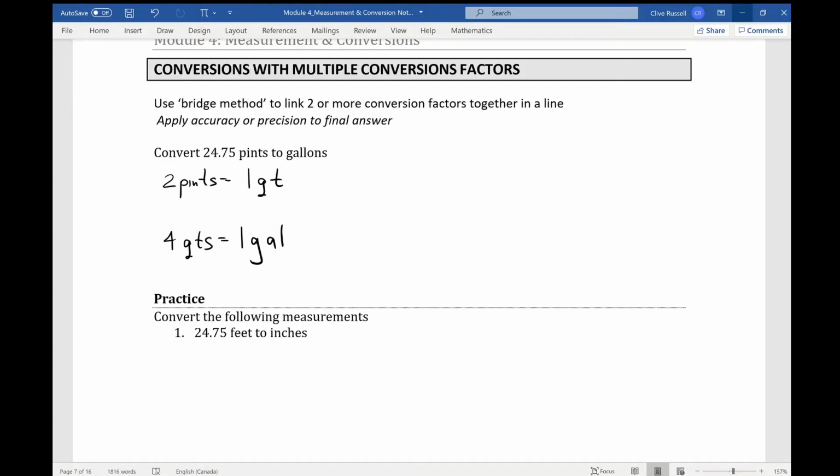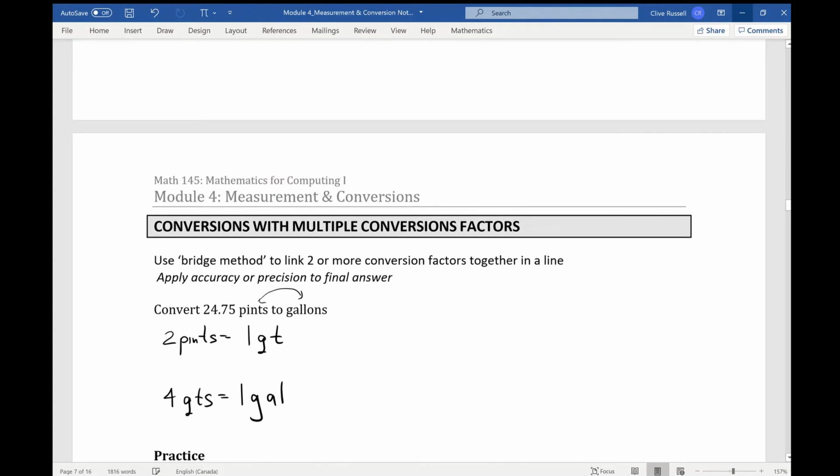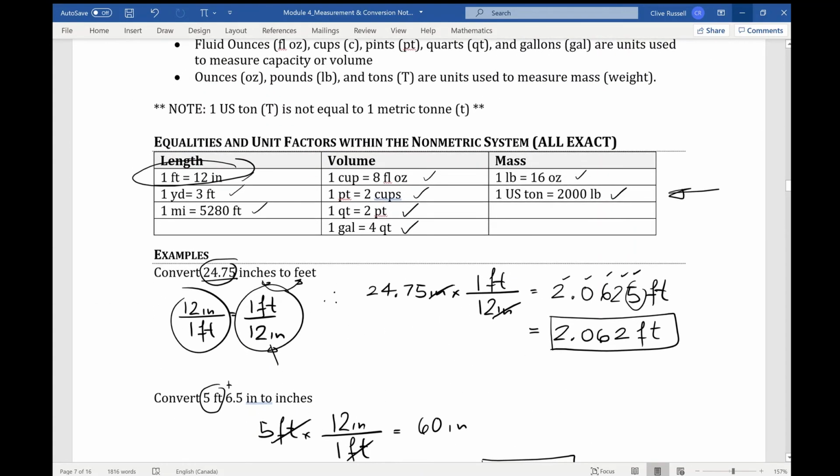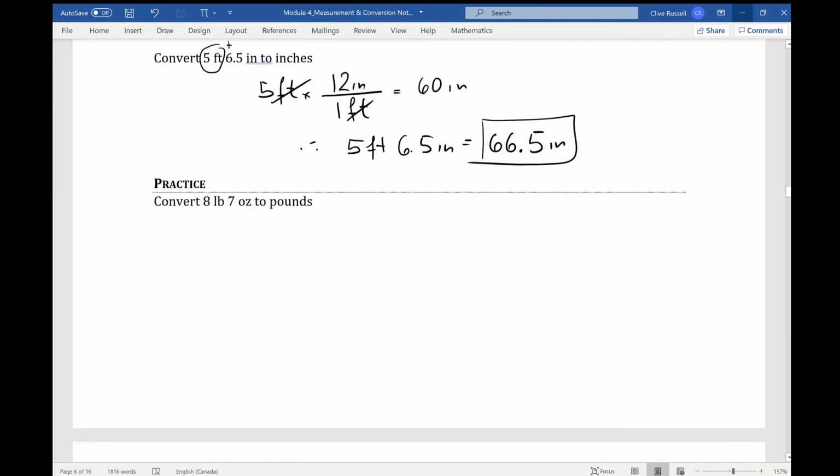Let's look at this example with a bit of a twist. We want to convert 24.75 pints to gallons. So we're going from pints to gallons. Now if you go back and you look here, you see that pint would be right here and here also, and gallons is right here. Now we don't see a conversion directly from pints to gallons. We see from pints to quarts, and then quarts to gallons. So that's what we'll have to do there.